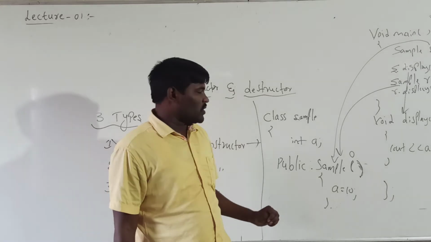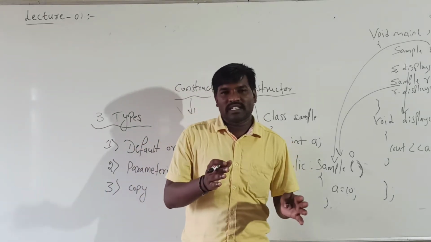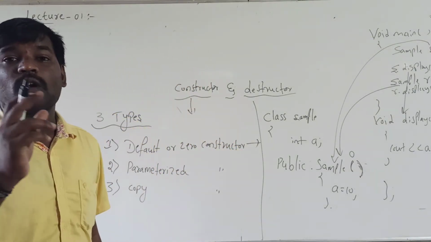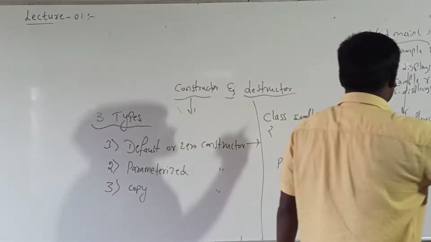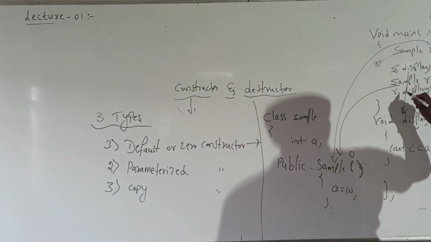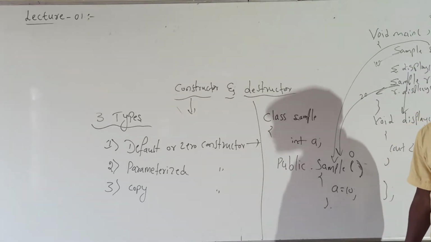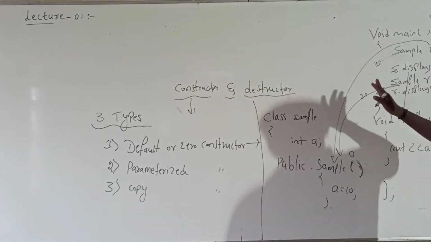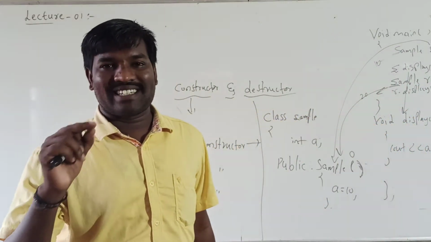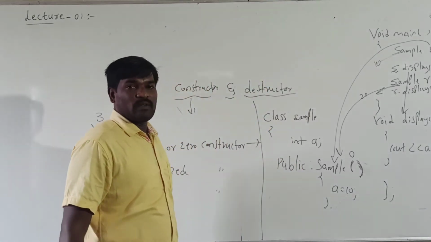And the main drawback of using the default constructor is that different objects with different initial values are not possible. Here, if I create the object sample S, it consists of 10. If I create R, it is not possible to store 20. Different objects with different initial values are not possible in the default constructor. That is the one main drawback of using the default constructor.